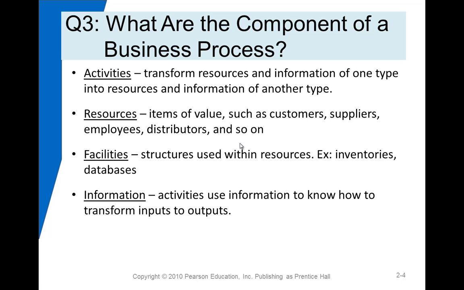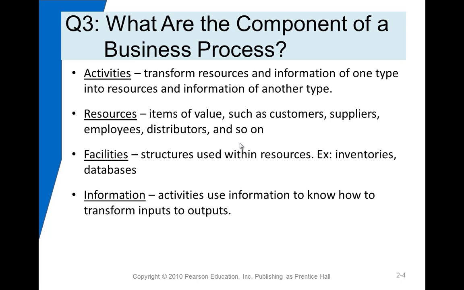So let's take a look at the components of a business process. The first thing we've got is activities. Activities is the verb. It's going to transform resources. It's going to make something into something else. And then we've got resources. So these are going to be things such as customers and suppliers. It could be employees. If you've ever felt like a number, well, here you can feel like a resource. But you're an item of value.